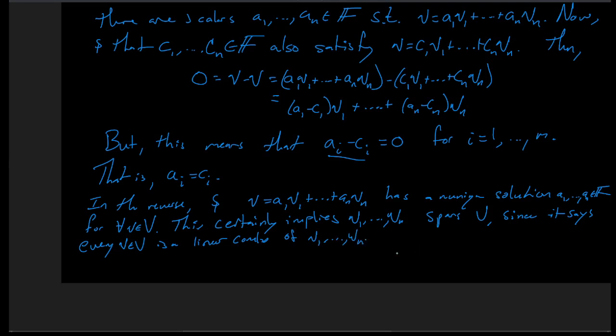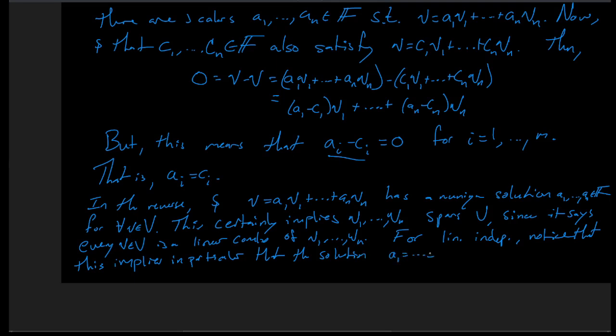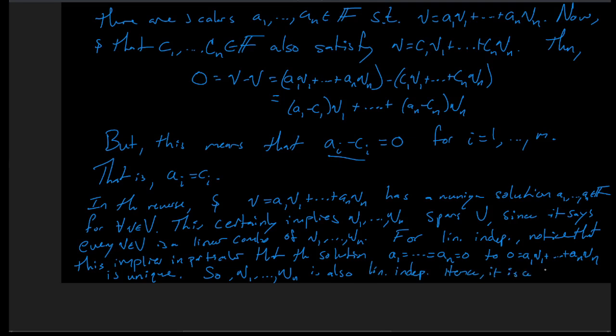Now, to get uniqueness, so to get linear independence, all we have to do is this. For linear independence, notice that this implies, in particular, that the solution a1 equals dot dot dot equals an equals 0, to 0 equals a1 v1 plus dot dot dot plus an vn, is unique. So v1 through vn is also linearly independent. Hence, it is a basis.